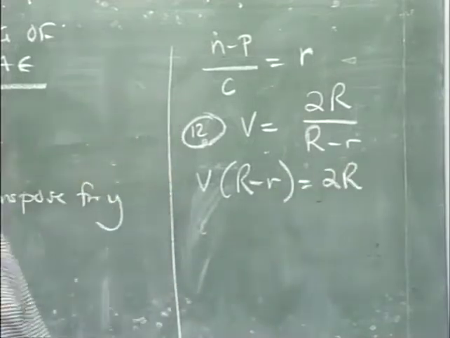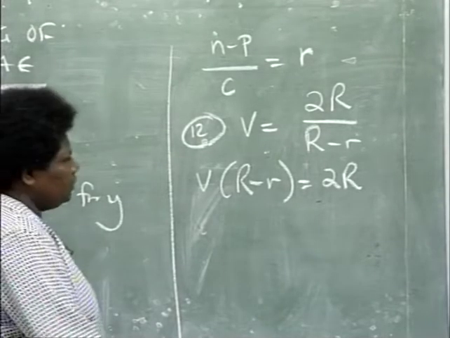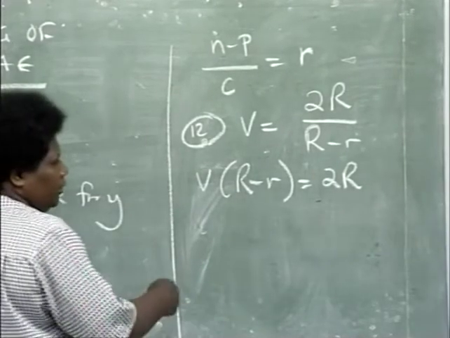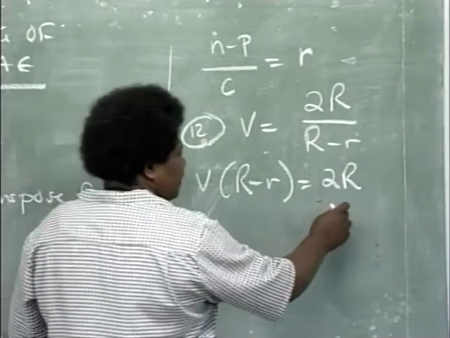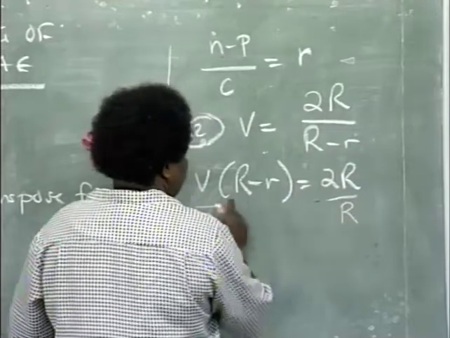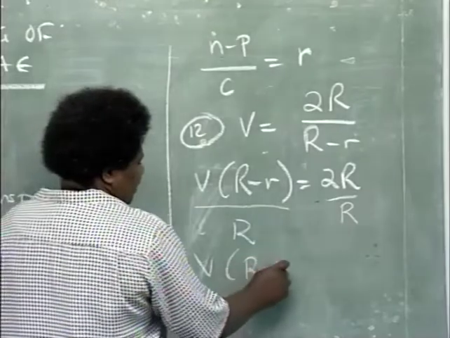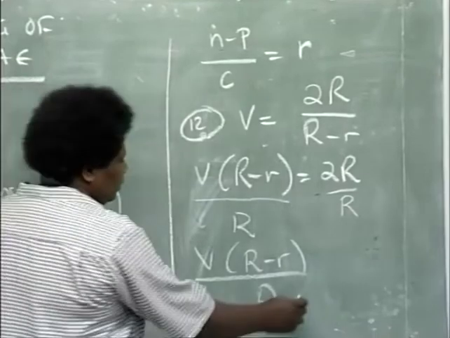May I ask you to stand up, please, when you answer the question? Okay, next step, Raylene. Divide by R. Which R? Small letter r or big letter R? Big R. Okay, remember I want small letter r. So if I divide by big letter R, this is what I'm going to get: V multiplied by R minus small letter r over big letter R equals 2.